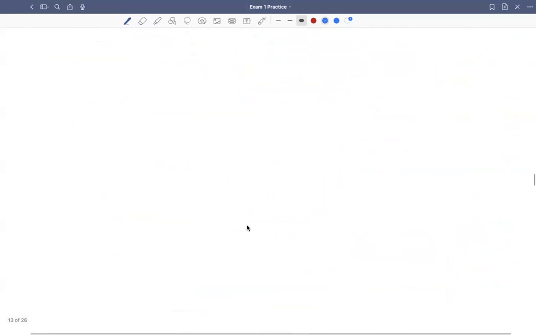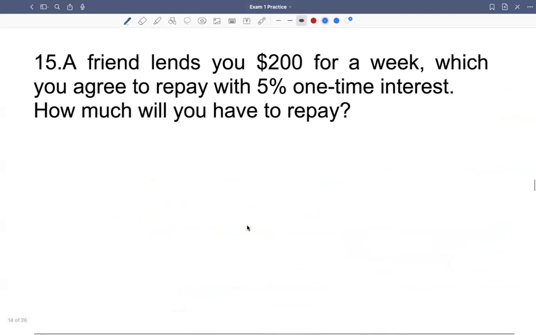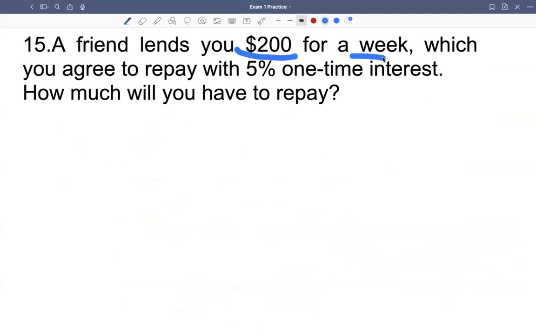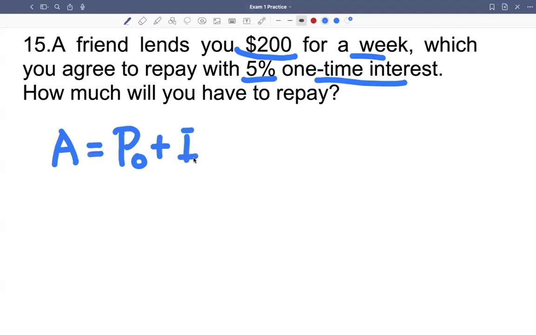Okay, let's see 15. Question 15 is saying a friend lends you $200 for a week, which you agree to repay with 5% one-time interest. So how much will you have to pay? Okay, this keyword is one time. So we know we want to apply the simple interest equation. So that's amount of money equals principal plus interest. Right? Remember how to calculate the interest?